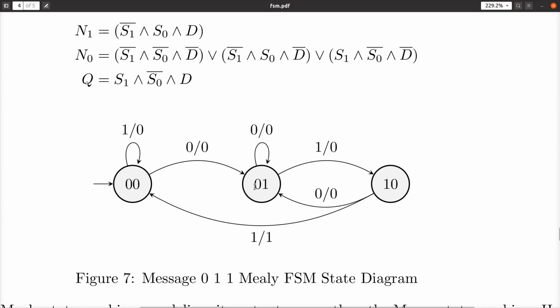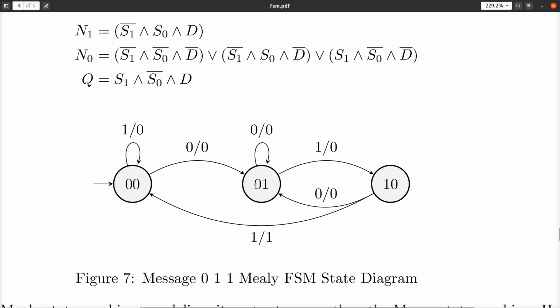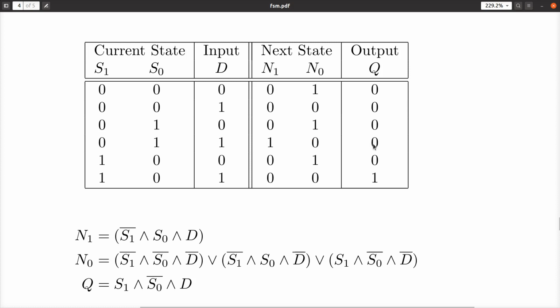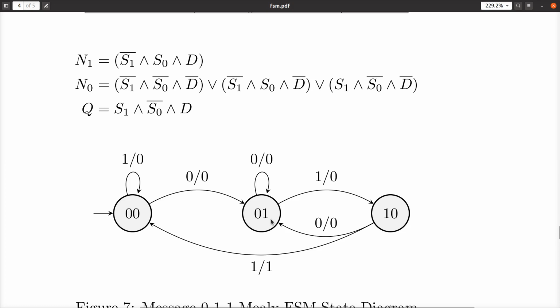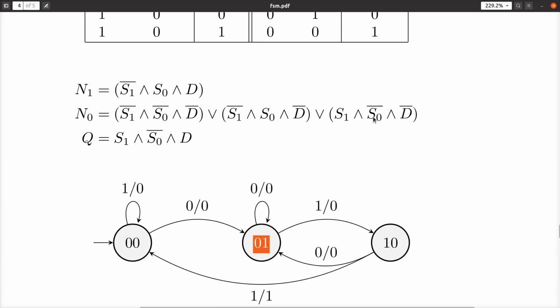If I'm in state 1 and I see a 0, I output a 0 and stay in state 1. Okay, state 1, I see a 0, output a 0, stay in state 1. So far, so good. State 1 with an input of 1, output a 0, and transition to state number 2. State 1, input 1, transition to state 2, output a 0. Okay, state 2, and I see a 0, I go back to state 1. State 2, and I see a 1, I go back to state 0. All right, so that's these two. And my outputs are here and here.